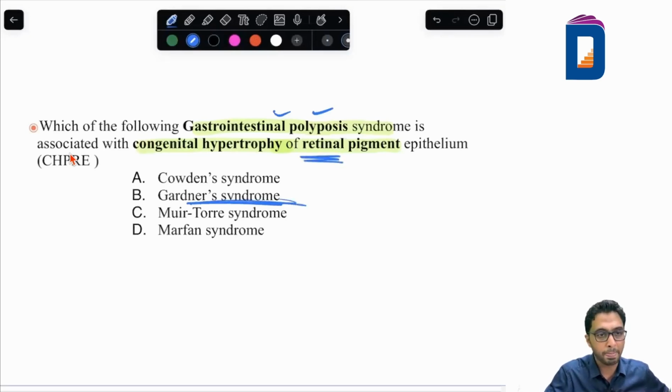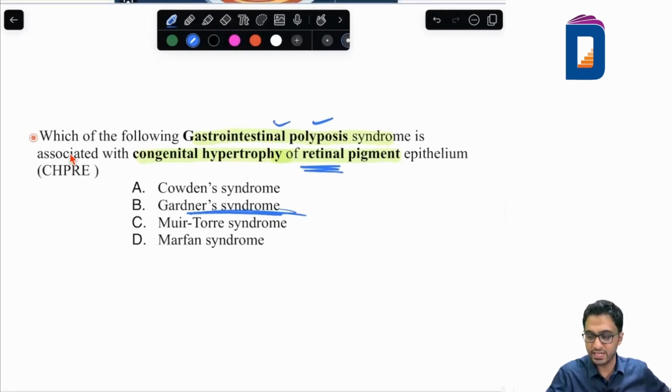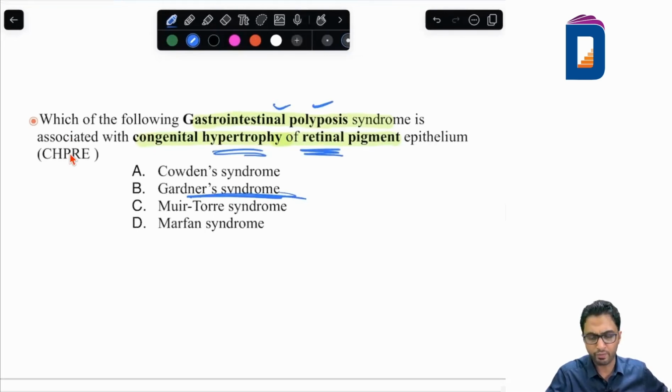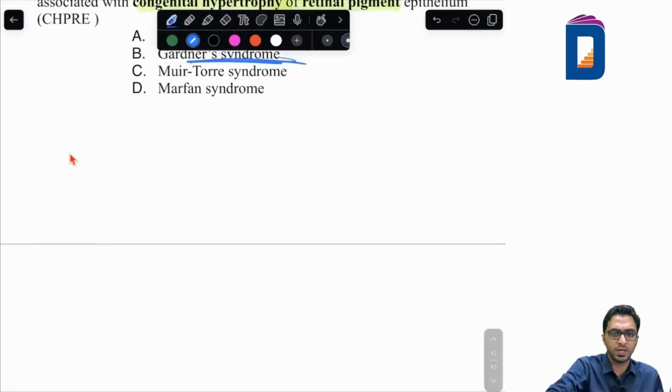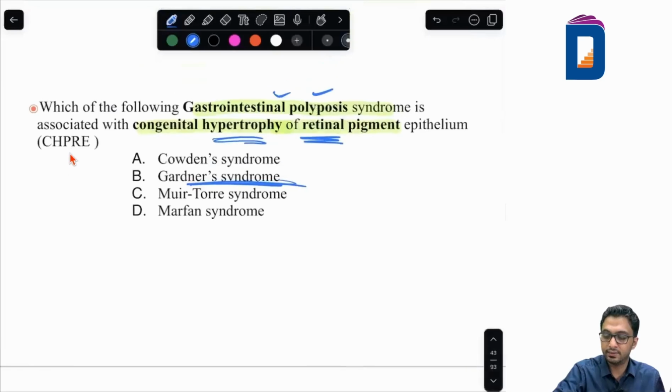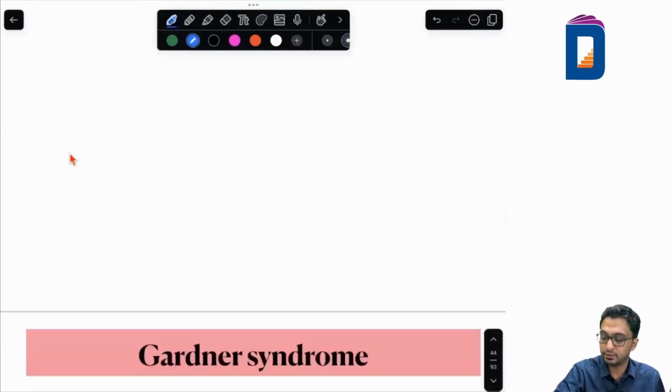The other one is retinal displacement, and lens is displaced, retina is displaced. So basically a retinal detachment. Here it is hypertrophy of retina. Okay, Gardner syndrome. What are the key lesions associated with Gardner syndrome? Eye is definitely the congenital hypertrophy of the retinal pigments. I think that is okay.